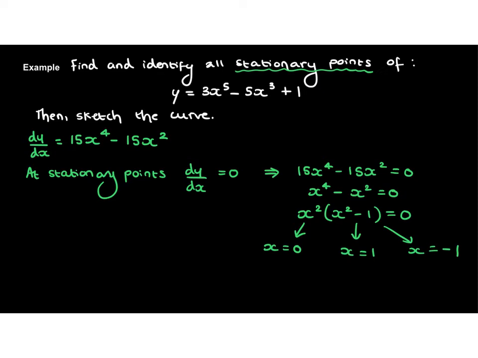So we have three stationary points, and what we can do is substitute back into the original function up here to calculate the matching y-coordinate of each stationary point. So when x is equal to 0, y is equal to 1. When x is equal to 1, y is equal to negative 1. And when x is equal to negative 1, y is equal to 3. So we have three stationary points to investigate.